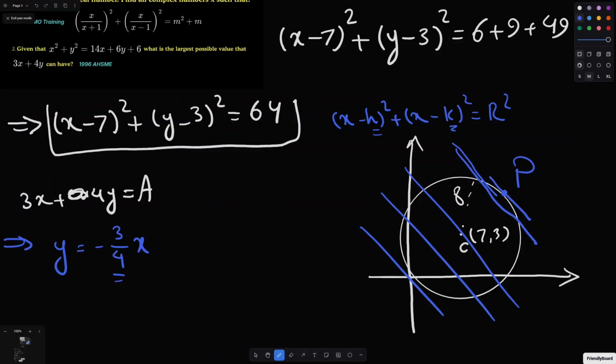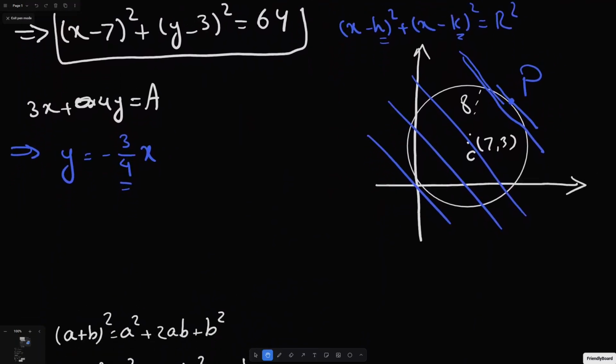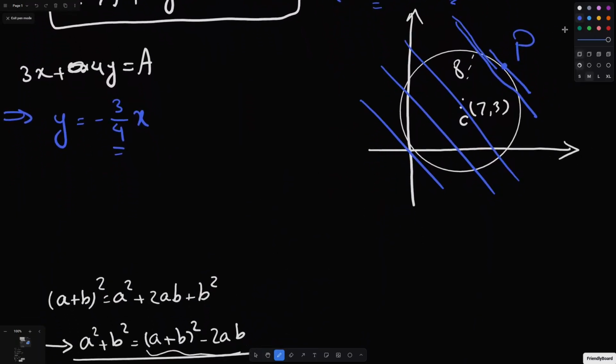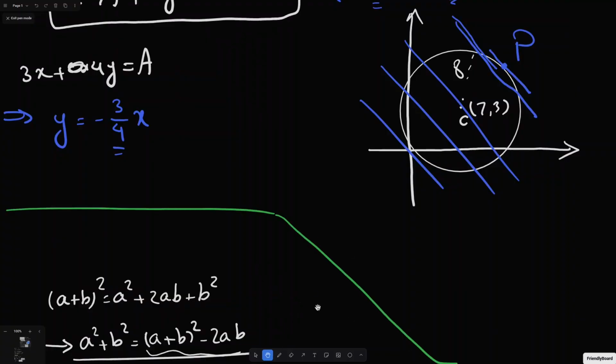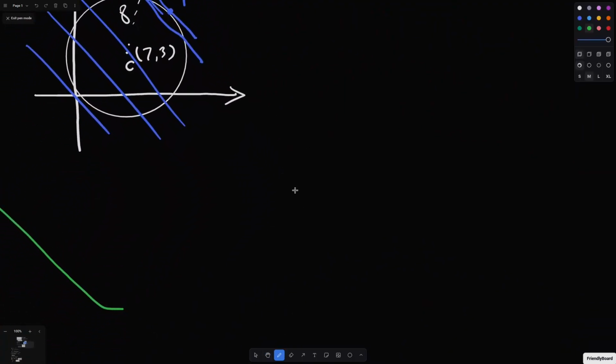If I call this point P, for example, this line is going to touch the circle in just one point, so it's going to be tangent to the circle. And then the idea is: what is the maximum amount that 3x plus 4y can have? There are a lot of ways you can solve this problem. This down there is for the first problem. We are just continuing with the second problem.